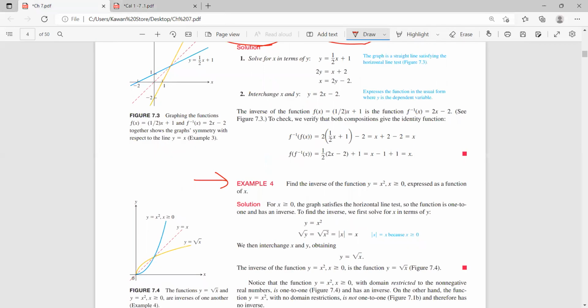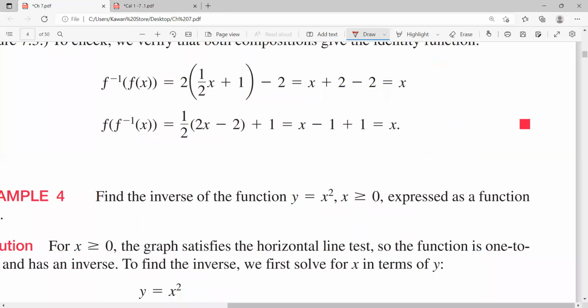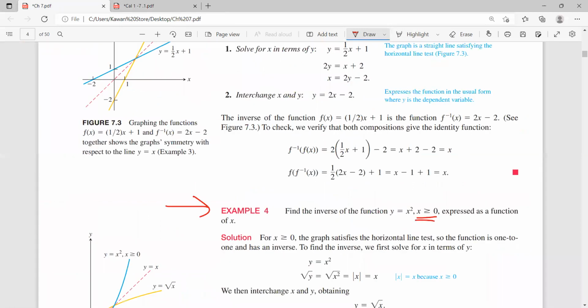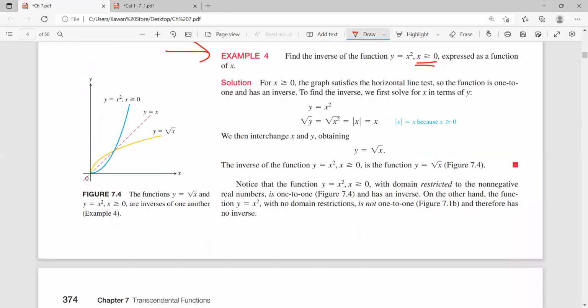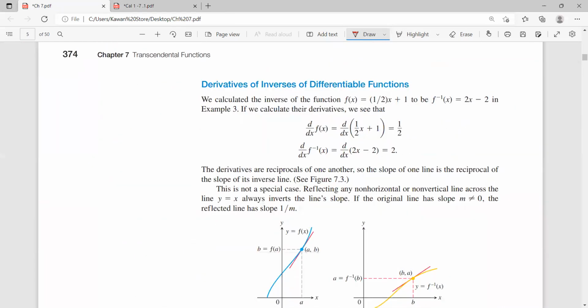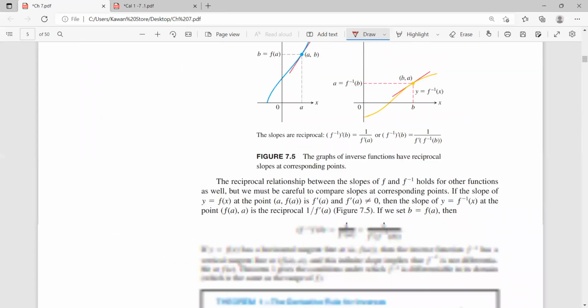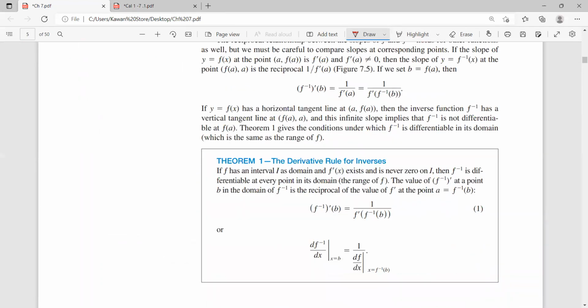So be careful when you see a graph like that, do not be hasty. Maybe there's a condition, and that condition will make the graph one-to-one. Understood? Good. Here we are again. We have two examples, and they're easy. Any question about that?